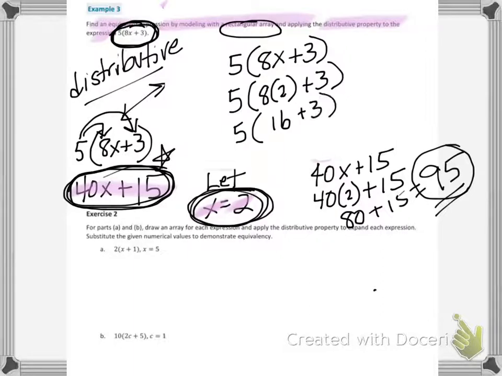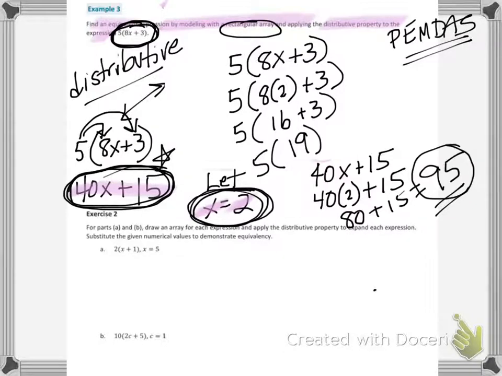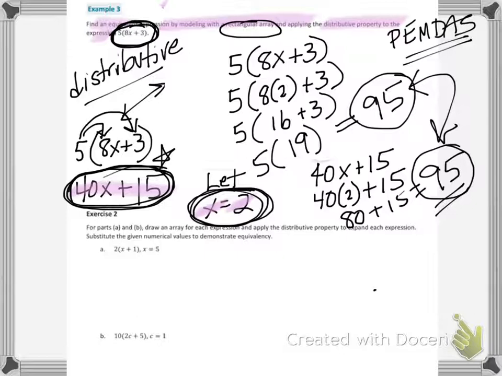And if we remember PEMDAS, we do our parenthetical stuff first. So we add that together, and we have 19. And then 5 times 19 equals, guess what? 95. And you can see they are indeed equivalent. PEMDAS was very important because we did our parenthetical first, and then we did our multiplication. All right, very, very important.